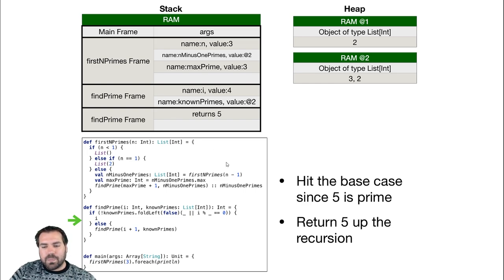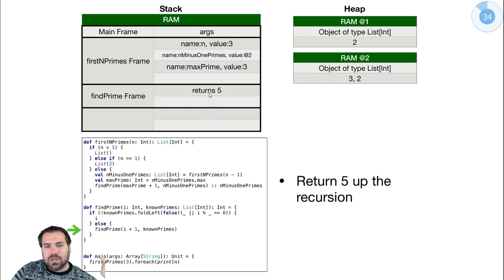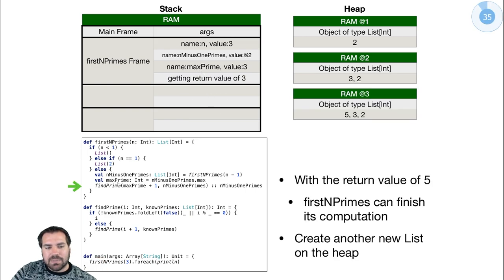And the tail recursion would eliminate a bunch of stack frames. So I'll try to remember to not give you any of those on the quizzes. Anyway, this returns 5 up the recursion, returns 5 up the recursion, and gets back to this.